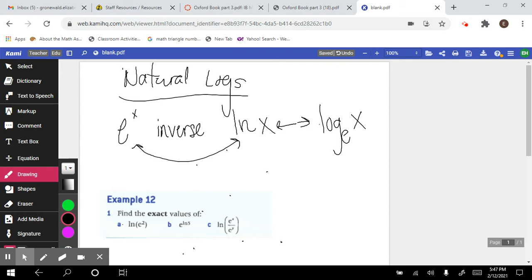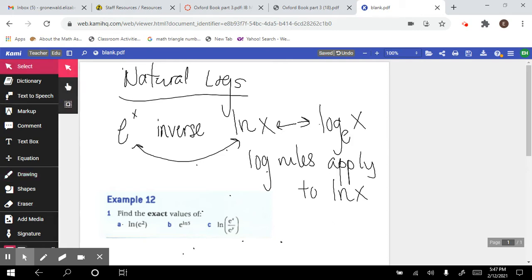All your traditional log rules apply to natural log as well. So if I have two that are added, I multiply their parts. If I have two that are subtracted, then I would divide their parts. If I have a power, I can bring that down to the front. So all the log rules apply.